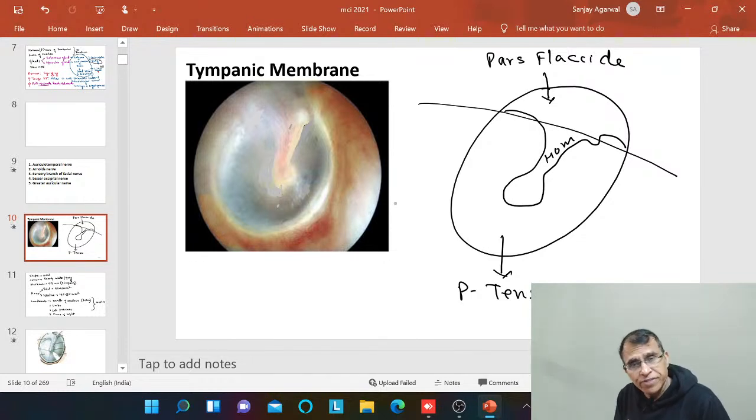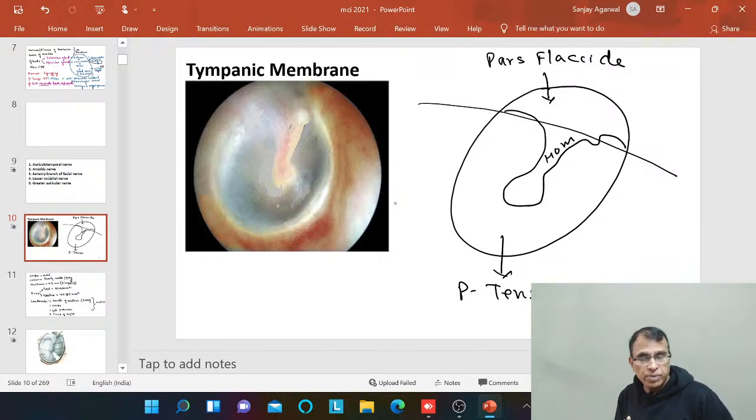But why do they look different? Because there is a slight difference in the anatomy, which I'm not going to go into. But just remember this, that they look different on vision because there is a difference in the anatomy and therefore they have different names. That's what you can remember.